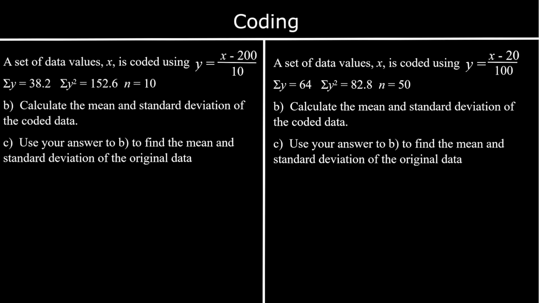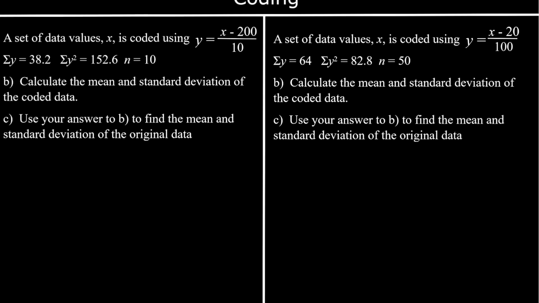A set of data values x is coded using y equals x minus 200 over 10. And we've got the summary data, we've got the sum of the y's, the sum of the y squareds, and n. Calculate the mean and standard deviation of the coded data. So the mean is add them all up and divide by how many? So it's 38.2 over 10, which is 3.82.